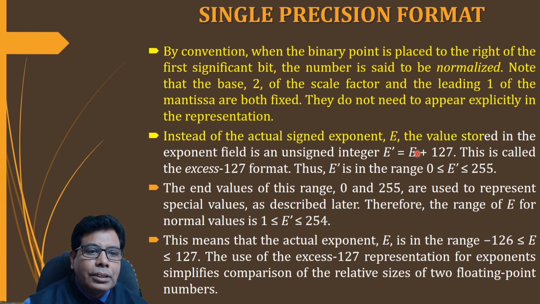Then instead of the actual signed exponent e, the value stored in the exponent field is the unsigned integer e dash, that is nothing but e plus 127. So this is called the excess minus 127 format. So e dash is in the range 0 to 255. Now the values 0 and 255 are called special values. We'll see what the special values are, and that's why the actual range for e dash will be 1 to 254.